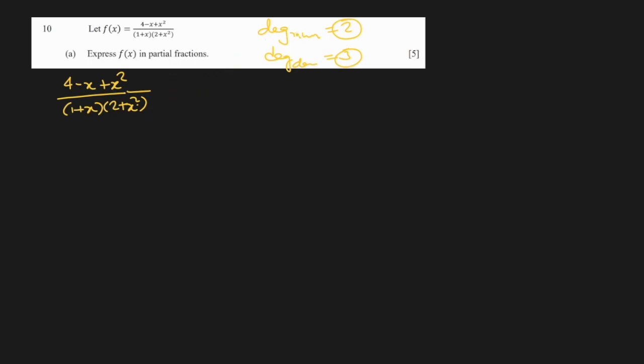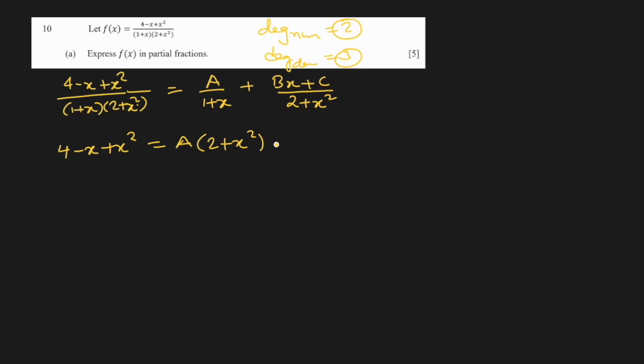In case they are equal or the numerator's degree is more, we have to divide first, long division, but that is not needed here. So we can write this as a over 1 plus x, which is the first factor, plus bx plus c over 2 plus x square. So that their LCM becomes the same thing, and it becomes 4 minus x plus x square, which is the numerator on the left side, equal to a multiplied with the denominator of the other one, 2 plus x square, and then bx plus c multiplied with the numerator of the other side, which is 1 plus x.